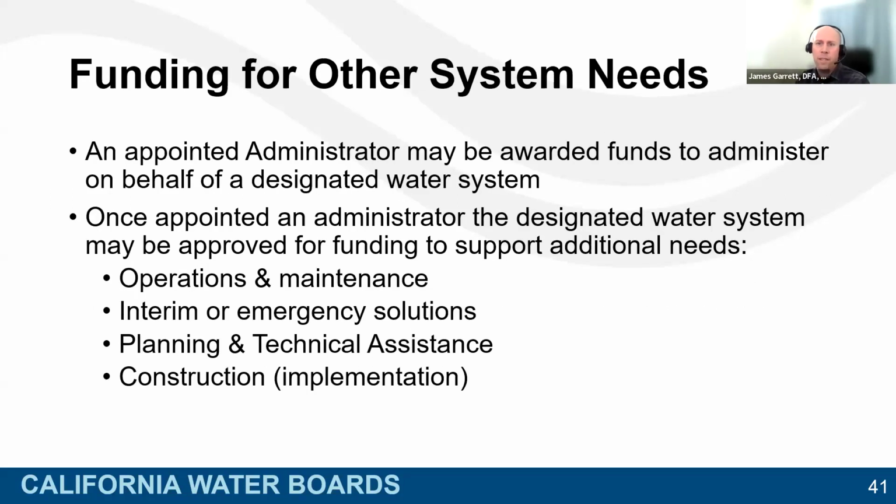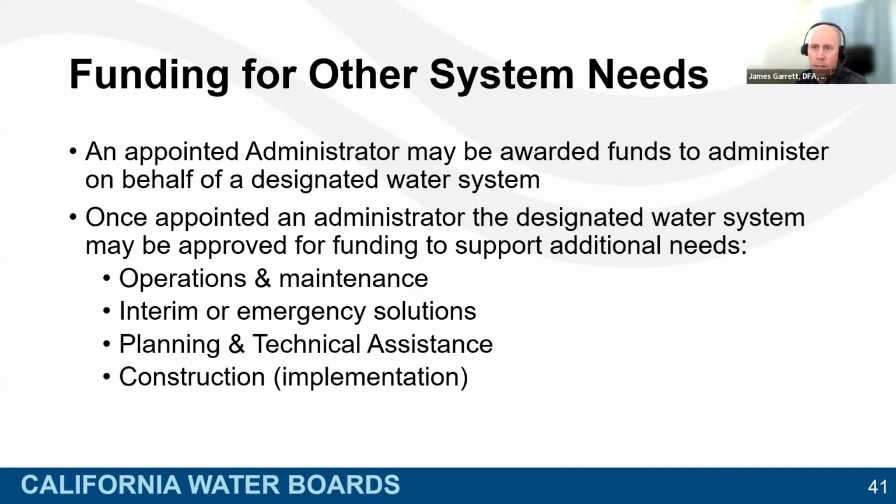And so, as I mentioned, the administrator may need to pursue other sources of funding if necessary for additional needs that they identify at the water system. So of course, subject to funding availability and also project eligibility, the State Water Board may provide separate funding to a designated water system to support additional needs that an administrator identifies. The Water Board is able to work with the administrator and try to determine the best applicant for funding.